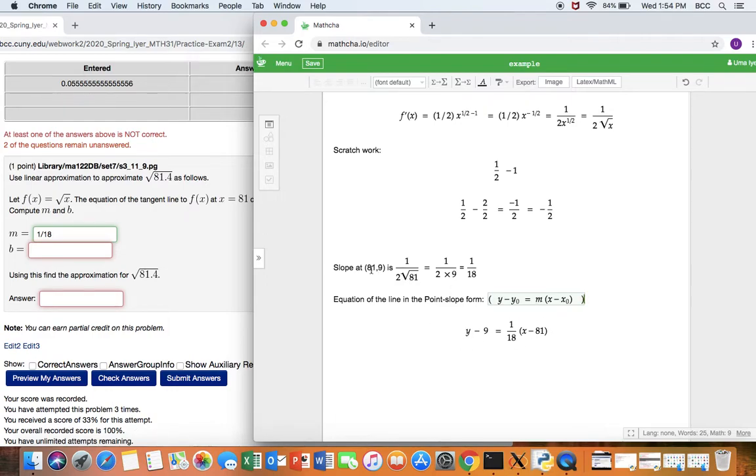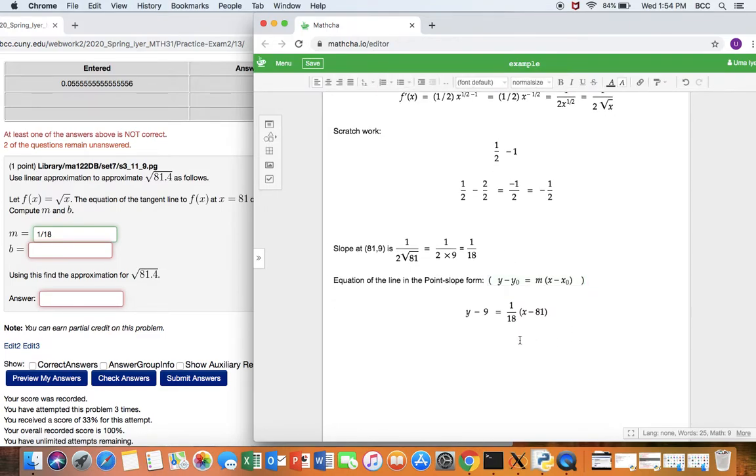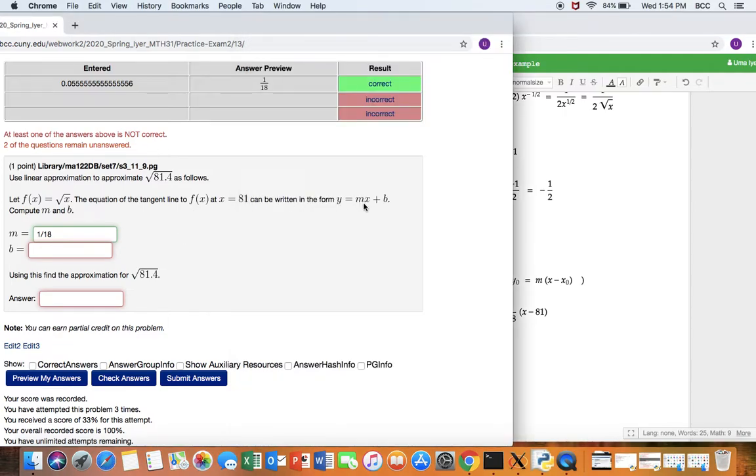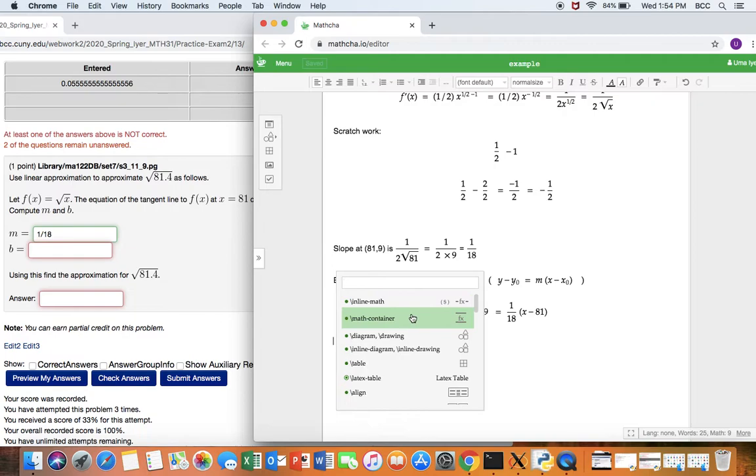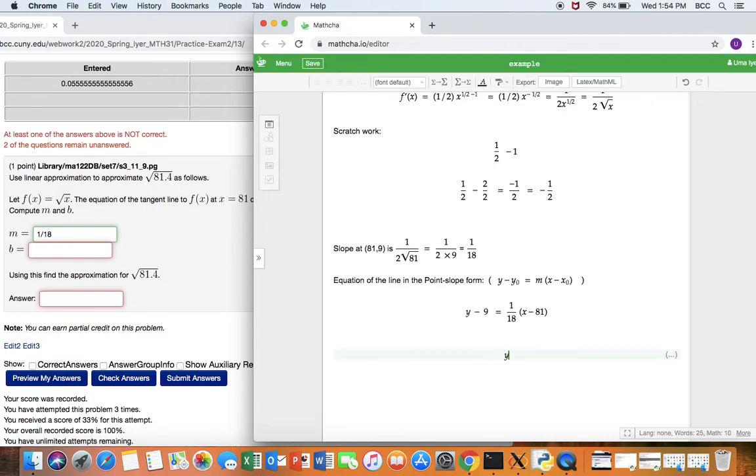Anyhow, so we use this point, we use this slope, we got our point slope form, but the question wants us to write it in the slope intercept form. That is, you want to solve for y. So let me get rid of all this nonsense here. Clear the right hand side. y minus 9, that's the left hand side. Right hand side, 1 over 18 multiplies.